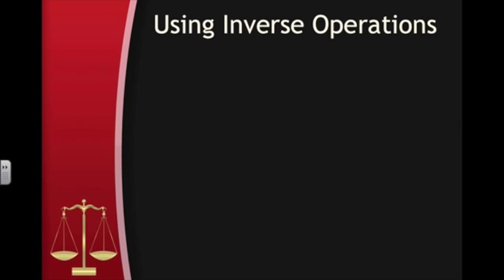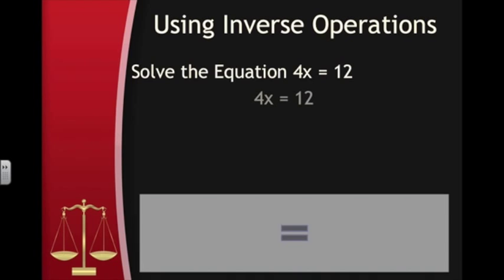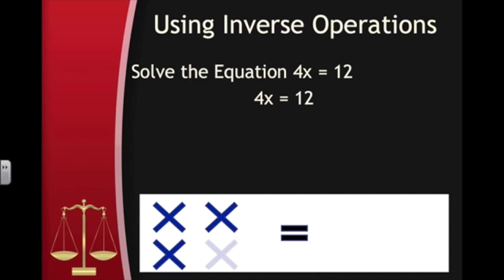For our final example, we'll solve the equation 4x equals 12. Now, logically, we can figure out that in order to multiply something by 4 and get 12, our answer would have to be 3. But again, let's look at it more closely so we really understand mathematically why 3 is the answer. First, we can picture the equation like this. We see 4 x's on the left side, and we see 12 on the right side of the equation.